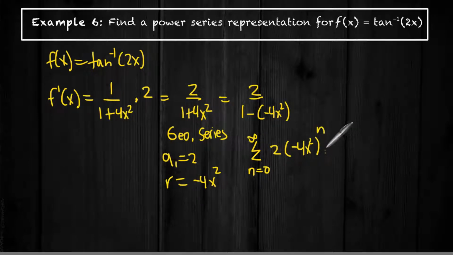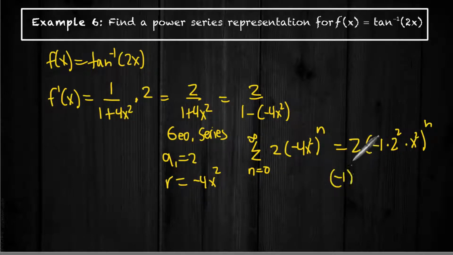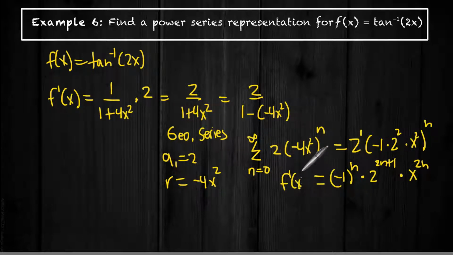So now we want to clean this up a little bit and make it look much nicer. And so maybe we will write it this way. 2 times negative 1 times 4, which I'm going to write as 2 squared, times x squared, all to the n power. So we're just breaking this part up into different numbers. So now I'm going to pull the negative 1 to the n out front. And then we have 2 squared to the n. So that's 2 to the 2n times the 2 to the first out front, which is going to give me 2 to the 2n plus 1. And then we have an x to the 2n. And remember, this is all equal to, or should I say, this is approximating, let me write this in here, summation from n equals 0 to infinity, this is all approximating f prime of x.